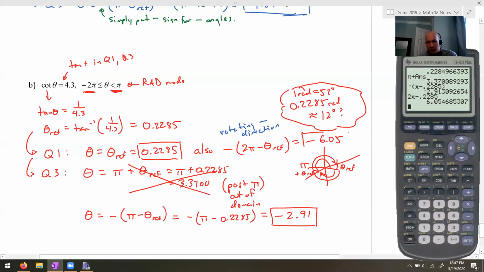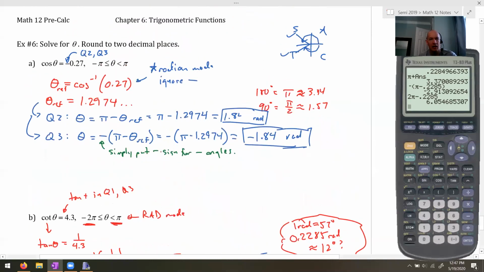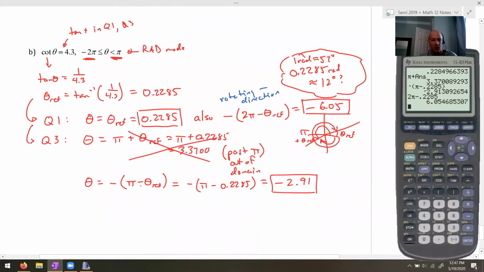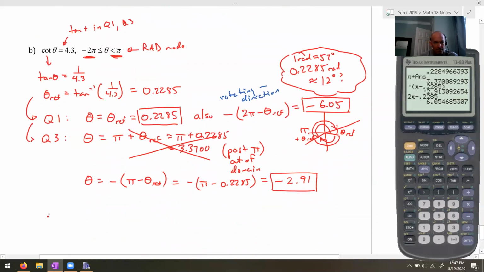All right, so there we go. And I'm going to round this to 2 decimal places because I believe that's what I had in the beginning. Yes, I did. So finally, therefore, theta equals, starting with the smallest one, negative 6.05, negative 2.91, and 0.23. Those would be my 3 angles.